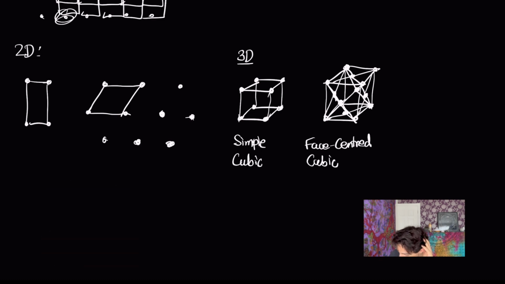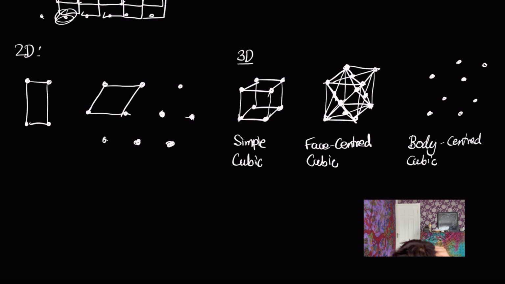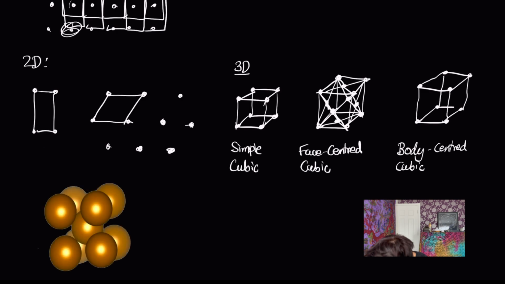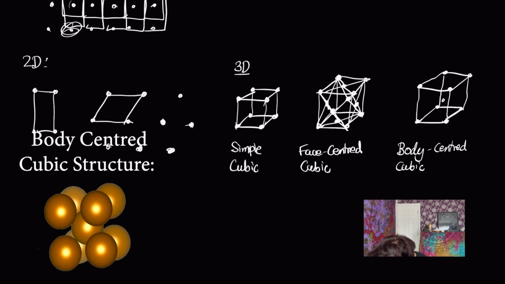And the last one is the body-centered cubic structure. This is very similar in a way to the face-centered cubic. However, rather than having the additional lattice points on the surface of the faces of the cube, you actually only have one additional lattice point, which is right in the center of the cube. So this is at the halfway point in all 3 axes.